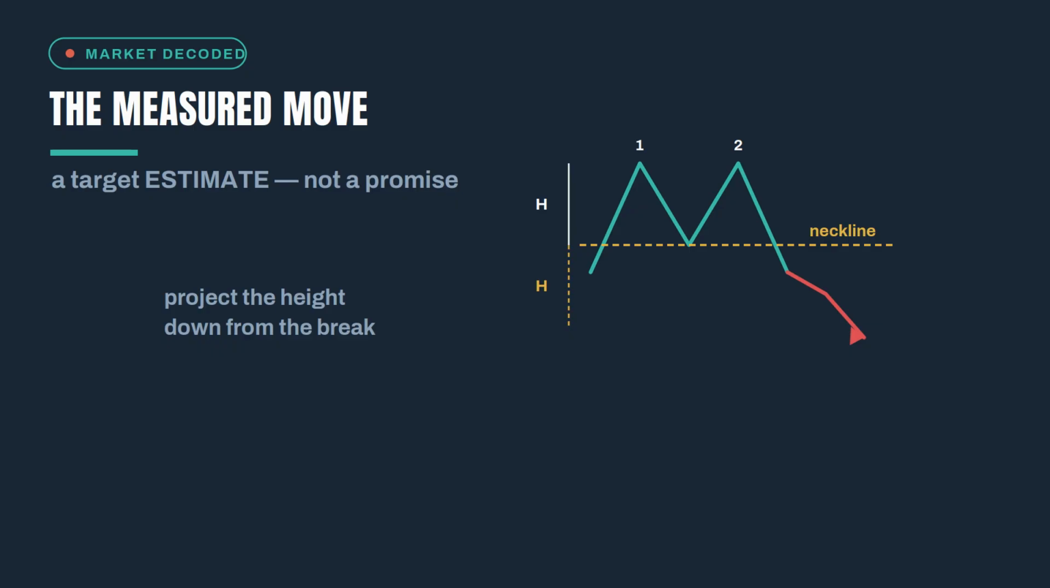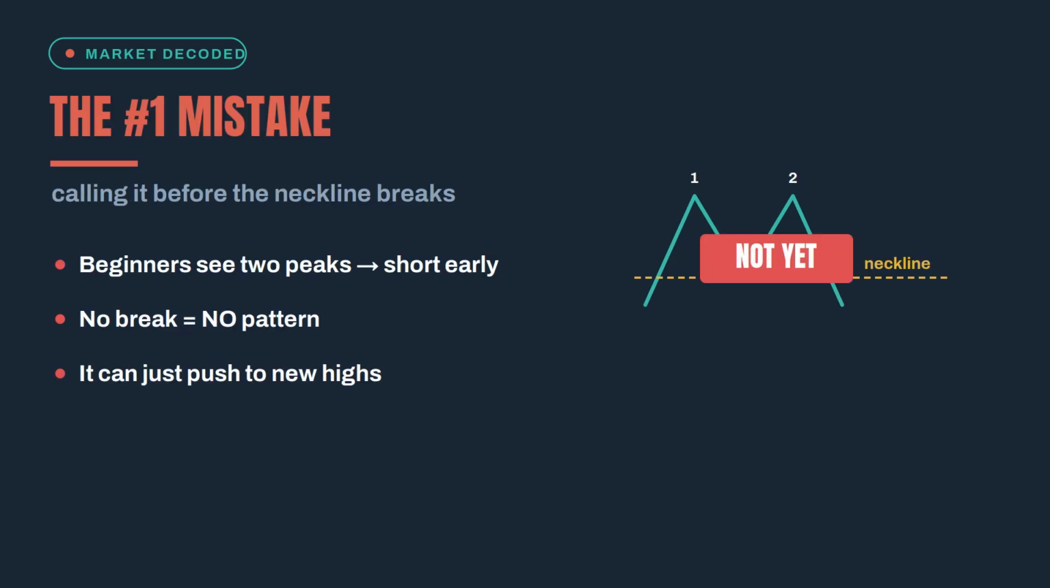Then you project that same distance downward, from the point where the neckline breaks. That estimate is called the measured move. It will not always be right, but it shows you how technicians think in terms of structure and proportion rather than emotion. Now the mistake, and it's the reason so many people lose money on this exact pattern.